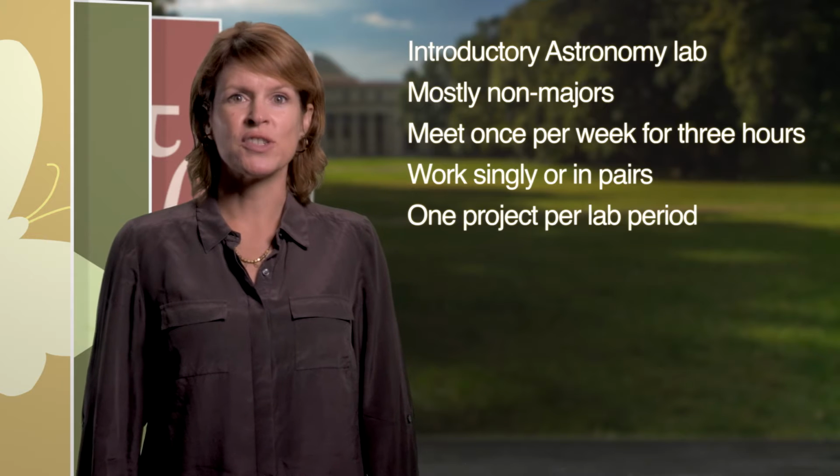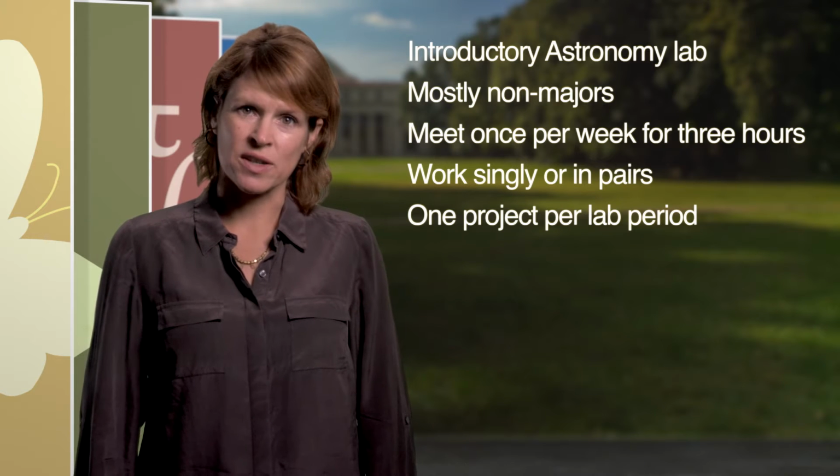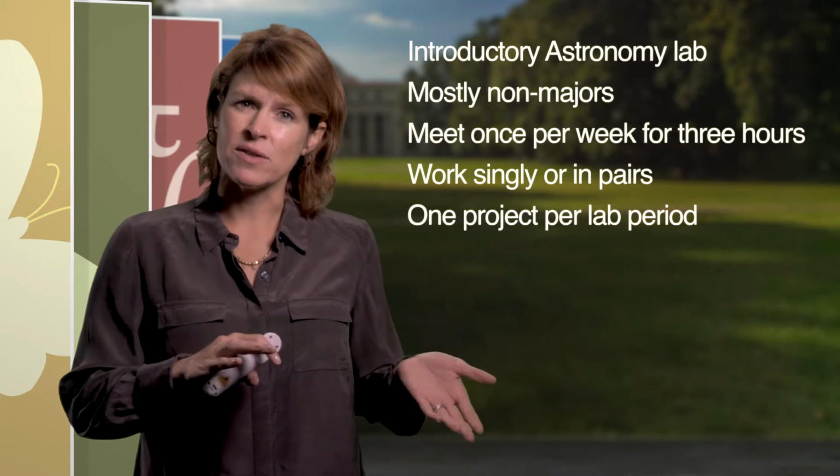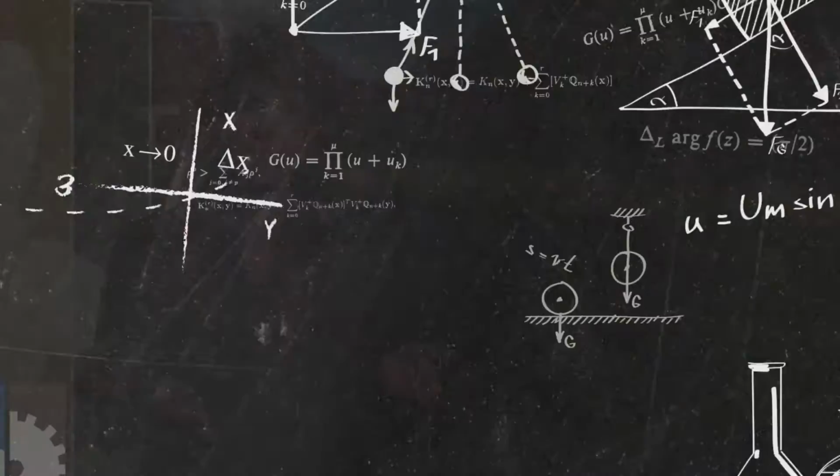So we're going to start this module with an example from an introductory astronomy course taught at Vanderbilt. In this course, the students are mostly non-majors and meet once a week for 3 hours for the lab. They do projects that are short and can be completed by individuals or by pairs of students in a single 3-hour block. You'll hear from the instructor and a couple of students in the lab, and I encourage you to pay attention to what they have to say about student motivation and responsibility in this lab.